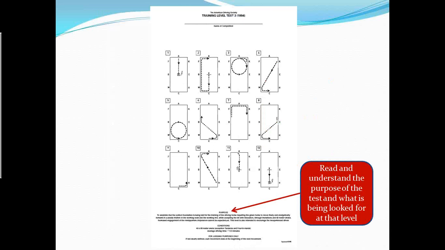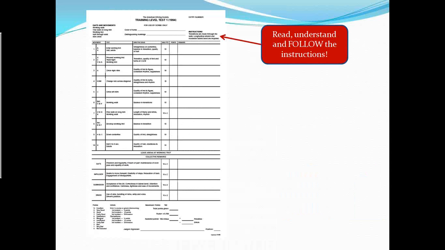First of all, on every test, on the side with the diagram, is the purpose of the test. It states very clearly what is expected at this level and exactly what they want to see, they being the judge. There's instructions on the test. As you can see, this one, training level test one, it tells you to do transitions through the walk, and that they're looking for longitudinal stretch and moderate lateral bend.